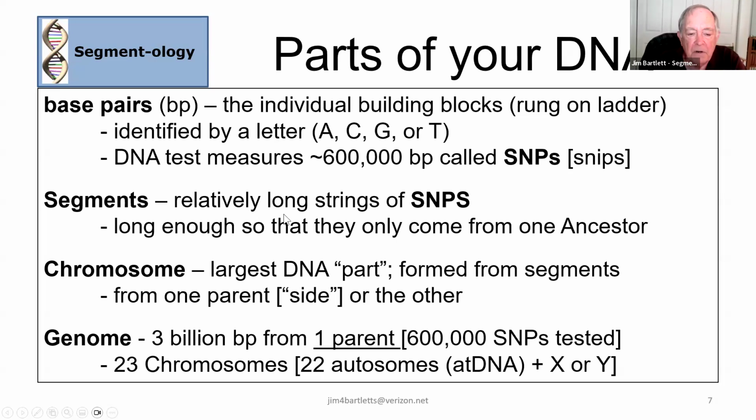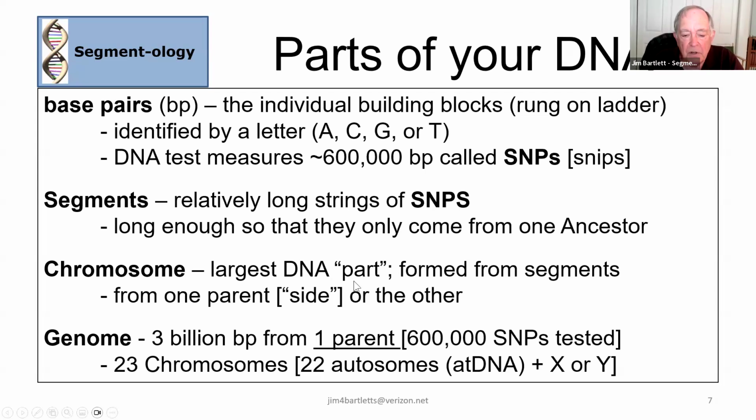So segments are relatively long strings of these SNPs, like 1,000 of them. They're long enough so that they can only come from one ancestor. A very short piece of your DNA may come from lots of different ancestors, might have that little piece that has some function that everybody needs. But when you get a long string of them together, they can only come from one ancestor. And that's the whole concept behind genetic genealogy.